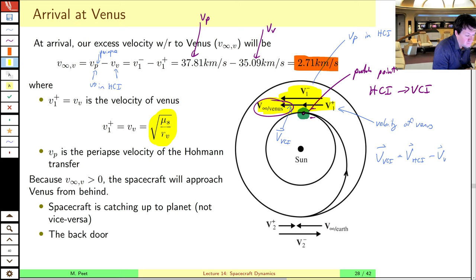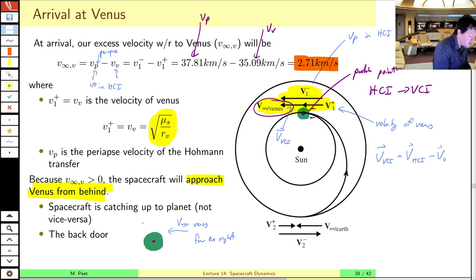Now, I want to notice that the magnitudes here matter, right? So our velocity at arrival at Venus, let's say here is Venus, I'm using this green for Venus, right? Arrival at Venus is positive, in a positive direction. V with respect to Venus. It's approaching Venus from the right. The positive direction is in that direction. So the x direction is in the velocity vector of Venus.